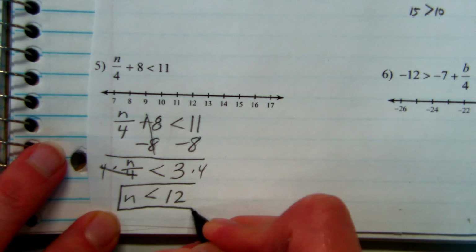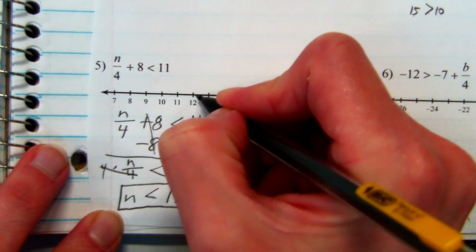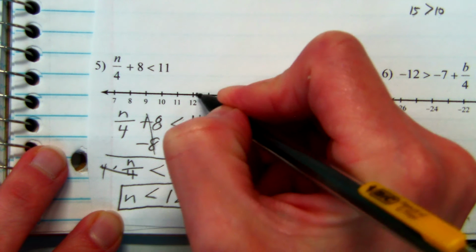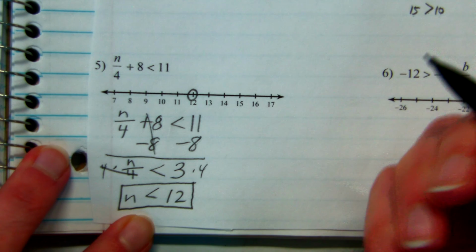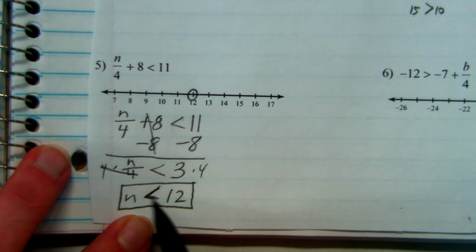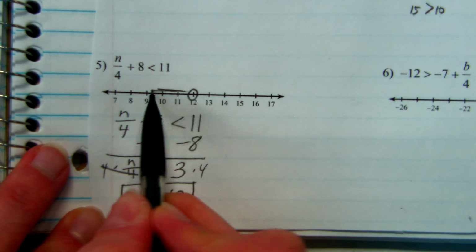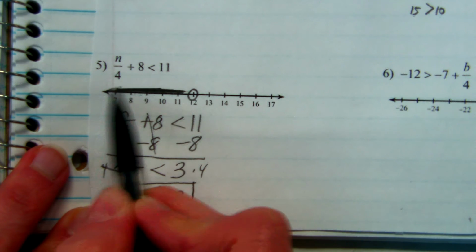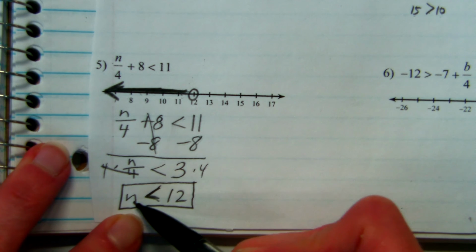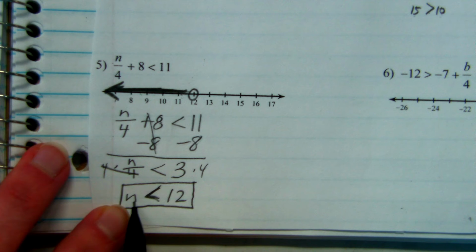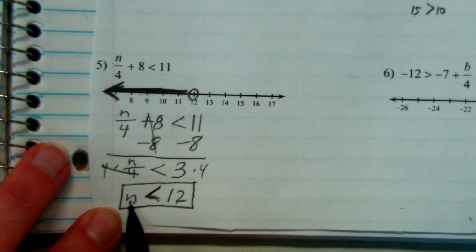So here's my solution. And then on the graph at 12, do I fill it in? No, because it doesn't have an equal to bar. 12 is not actually part of the solution. It's just where I start my arrow. And then see how this is pointing to the left? That's less than. All the others so far have been greater than. Here's where those numbers are that are going to make it true, is to the left. If I pick any number along here, like 8, 7, 6, 5, 11, those are all smaller than 12. Those all make this true.